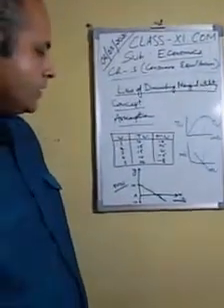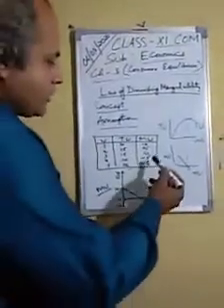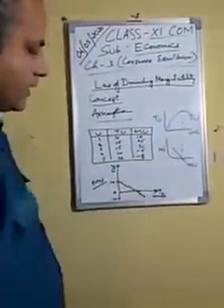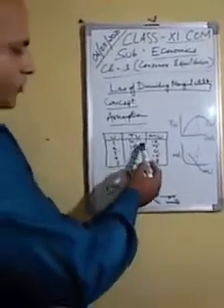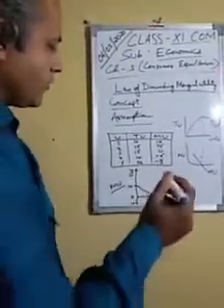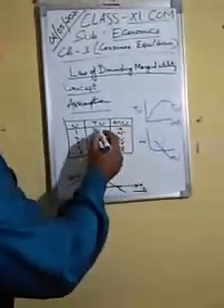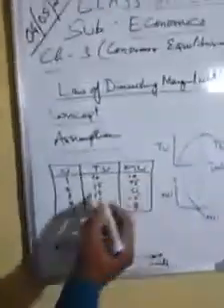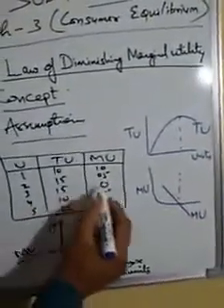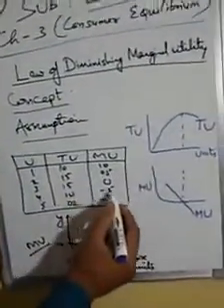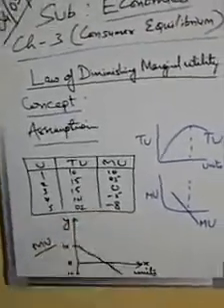So students, moving to this schedule and this diagram, I have taken 5 units. TU I have mentioned, and on the basis of TU I have calculated MU. When TU was 10 on the first unit, MU was 10. When it was 15, MU is 5. When it was the same 15, MU was 0. When TU decreases, MU is minus 5. When it becomes 2, MU becomes minus 8.